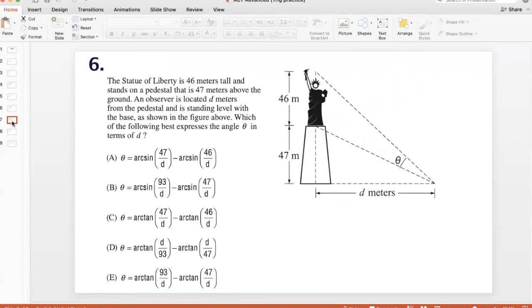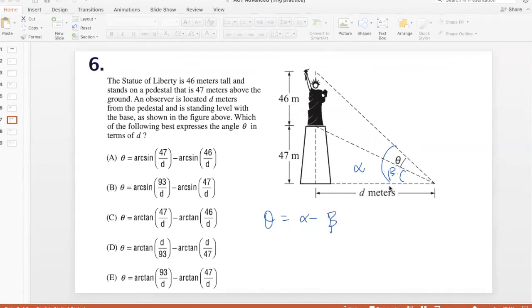Question 6. The Statue of Liberty is 46 meters tall and stands on a pedestal that is 47 meters above the ground. An observer is located d meters from the pedestal and is standing level with the base as shown in the figure. Which of the following expresses the angle theta in terms of d? So what is theta here? So let's say this big angle is alpha and this small angle is beta. So theta is alpha minus beta, right?